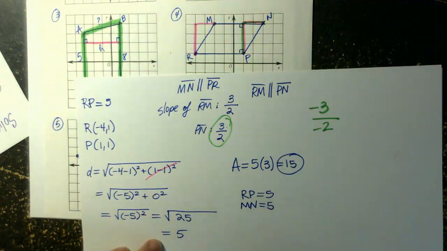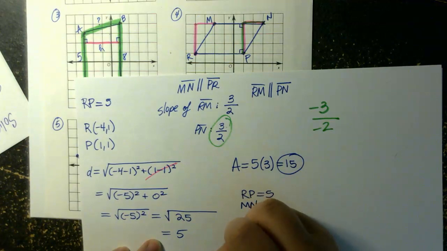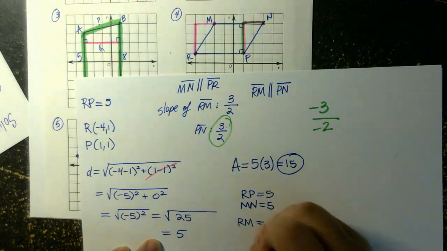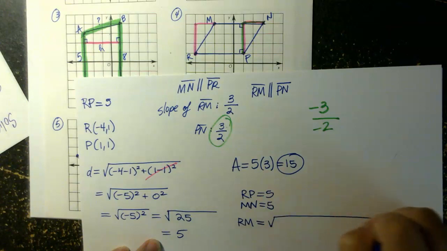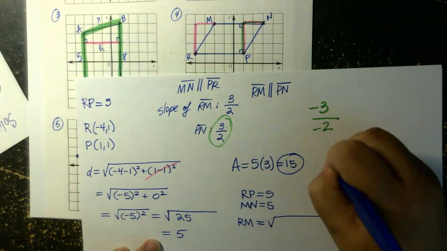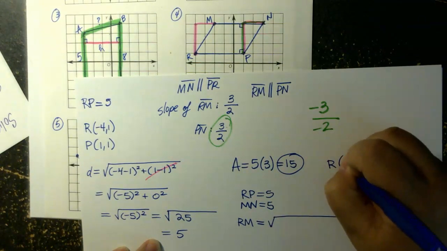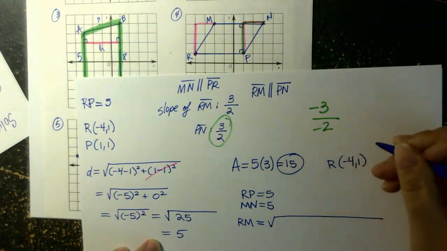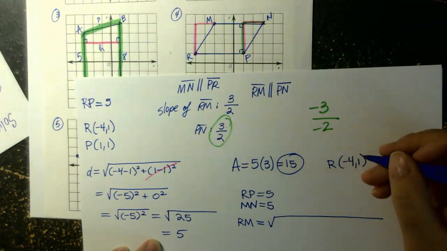Okay, so let's go with RM. RM is, let's see, we need to write our coordinates down here. R is at -4, 1, and M is at -2, 4.